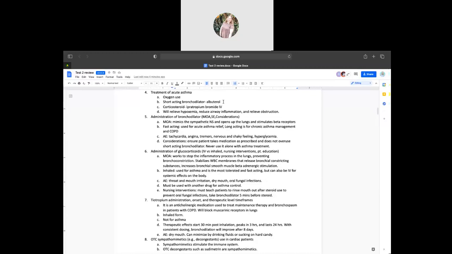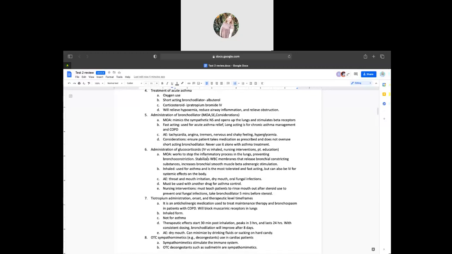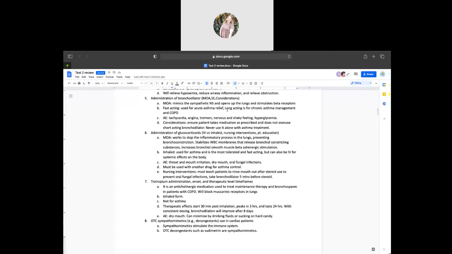We can use, of course, albuterol, which is going to be that key medication. We can use corticosteroids. We can use ipratropium bromide. Our goal is to relieve hypoxemia, reduce airway inflammation, especially with that corticosteroid medications, and relieve that obstruction if there is one. Now, since we've kind of dipped into bronchodilators as well as our glucocorticosteroids, we're going to go into a little bit more detail about them.